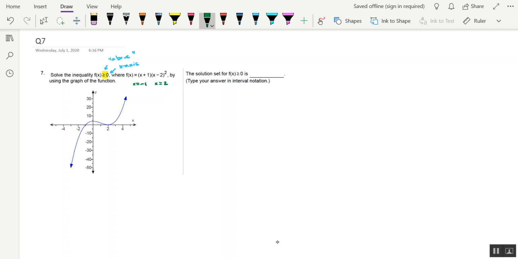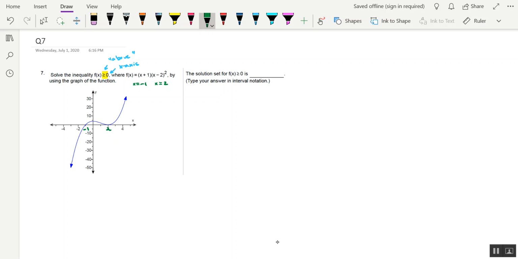So to tie that stuff in, negative 1 shows up as a 0 one time, so that's why the graph is crossing at negative 1 right here. Whereas 2 shows up as a 0 twice, so it's even multiplicity, which is why the graph touches at the second x-intercept of x equals 2.